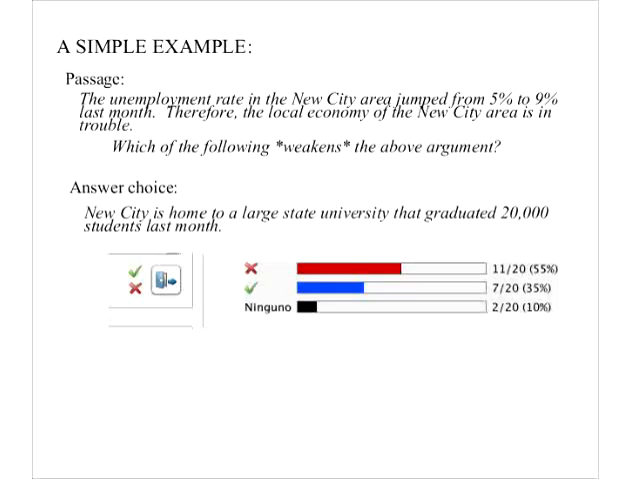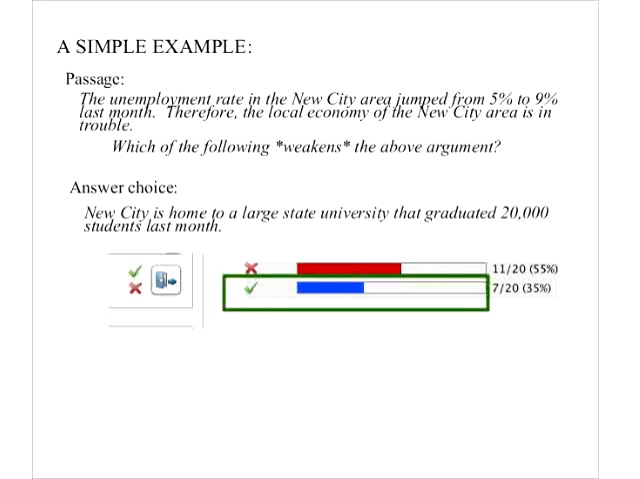But this would be a correct answer to this problem. So it looks like we're actually going to be learning something today here. So this would be correct. This is a weakener to the above passage. Let's talk about why. This is a weakener.